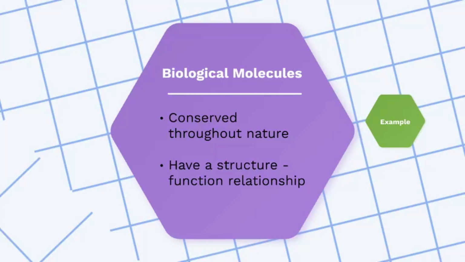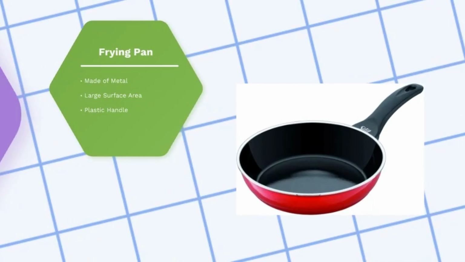Understanding structure function relationships is very important in this module. What do I mean by this? It's important for you to understand because this is the basis of many of the questions from this module: relate the structure of X to the function of X. For example, if I asked you to describe the structure of a frying pan and how that related to its function, you might say a frying pan is made out of metal, it's got a large surface area and a plastic handle.